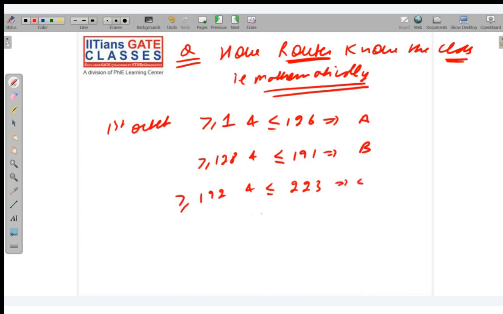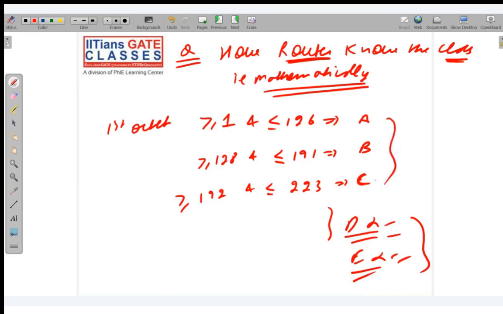For D and E, forget about it. We need not do these things because they are for future use and for multicasting. It is not in your GATE syllabus. So till now, these things you should remember. So the router will know these things very easily. Classes are over. Now the question is how the router will know the net ID. I told you in the previous lecture that the router will not store the IP addresses of all the computers. It will store only the net ID. So now the question arises, how will the router know the net ID?